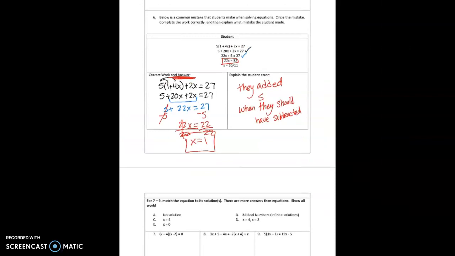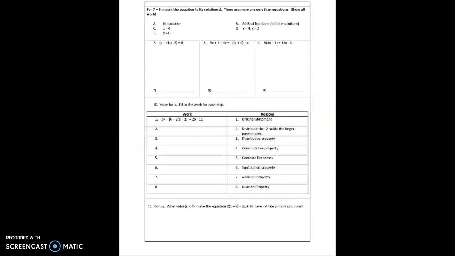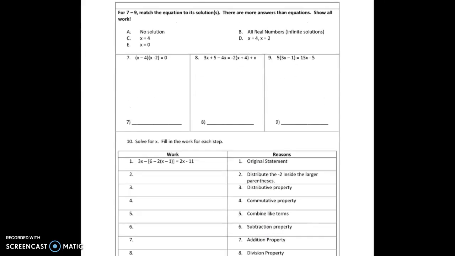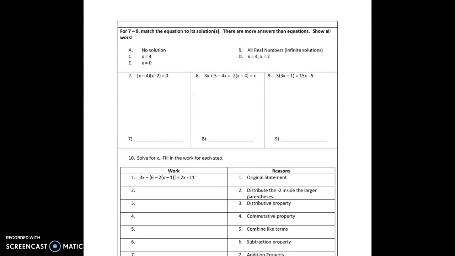Our bell is about to ring, which means that last page will be up online for you to kind of copy from. But you should try it on your own first and then go to the video for help.